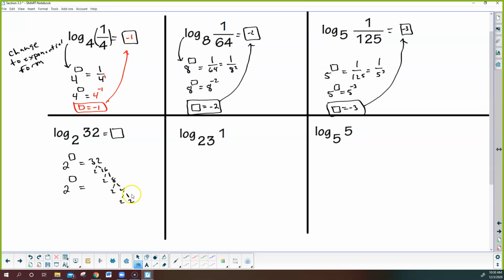1, 2, 3, 4, 5. So you could write that factor tree and just say, well, 32 is the same as 2 to the 5th power. Since the bases are the same, that means the exponents have to be equal as well. So the answer to the log of 32 base 2 is 5.